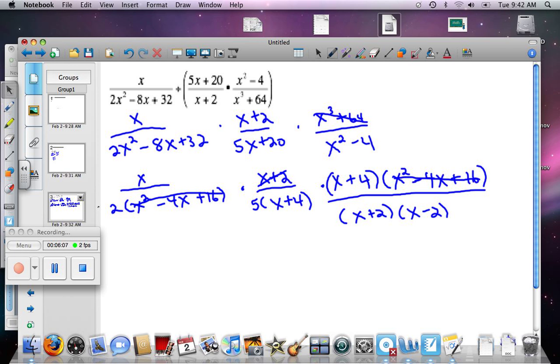I have an x plus 2 here that will divide with this x plus 2. I have an x plus 4 here that will divide with this x plus 4. And now the only thing I have in the numerator is an x. And in my denominator I have 2 times the quantity x minus 2. And that's my final answer.